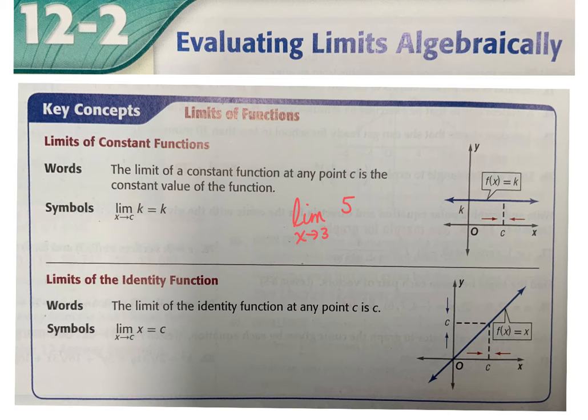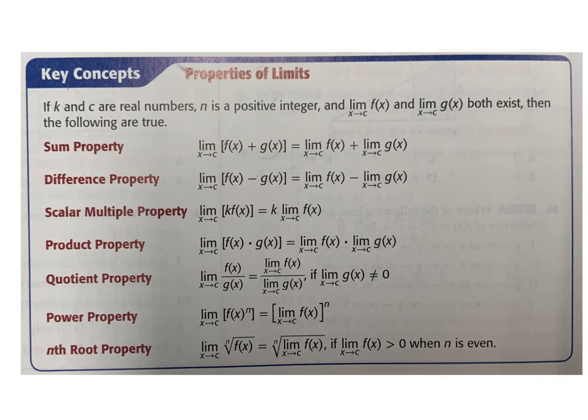Identity function. That just means a line. If you have a line or any continuous function, the limit at that point is going to be what happens when you plug it in. If it's a continuous function, like a line, a linear function, then it's just going to be whatever happens when you plug it in. And so they give you some properties.